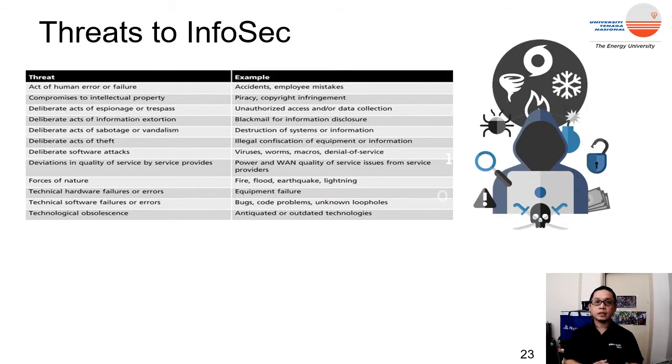Here you can see examples of possible threats with regard to information security. For example, for the category of threats related to human error or failure, it can be accidents or employee mistakes. You can also have threats such as compromises to intellectual property, where the threat can be piracy or copyright infringement, and so on. This is just an example that you can use as a guideline to properly categorize the threats with regard to the information assets that you want to protect.